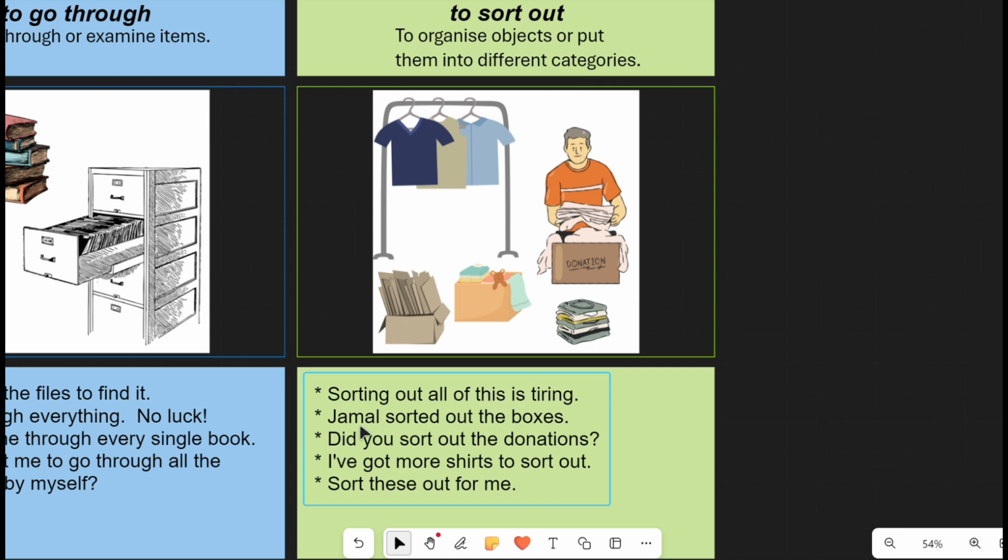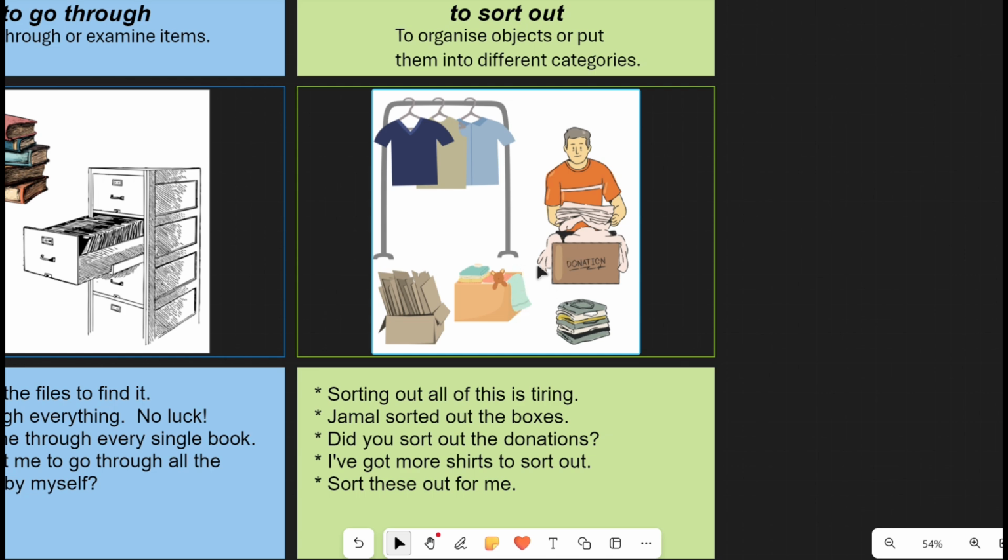Next, Jamal sorted out the boxes. Now this is in past simple. He did it possibly yesterday or last week. Jamal sorted out the boxes. Next, did you sort out the donations? Meaning, did you do what this guy is doing here in the photo? He's putting the things he wants to donate into a box.